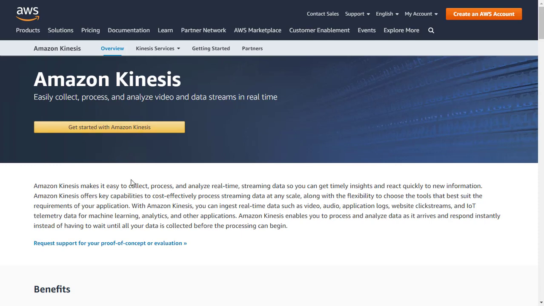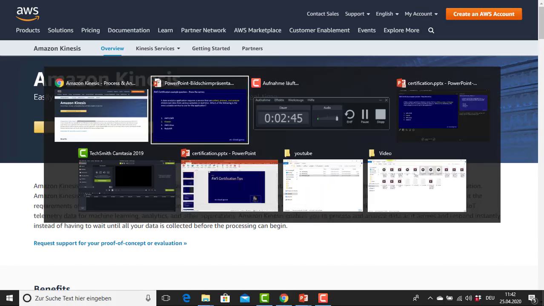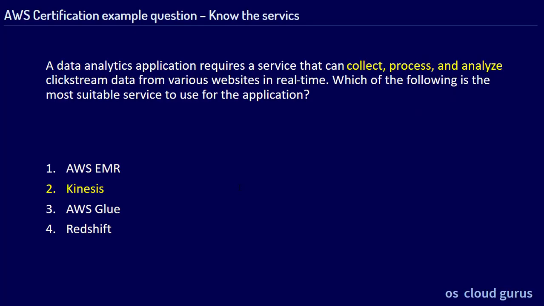So this is the very first page, Get started with Amazon Kinesis, and you can already find in the first sentence of the overview page for Kinesis the answer to this question. And this will in many cases, not in all cases, not for EC2 and Lambda, but for some of the other services, be enough to get through some questions.